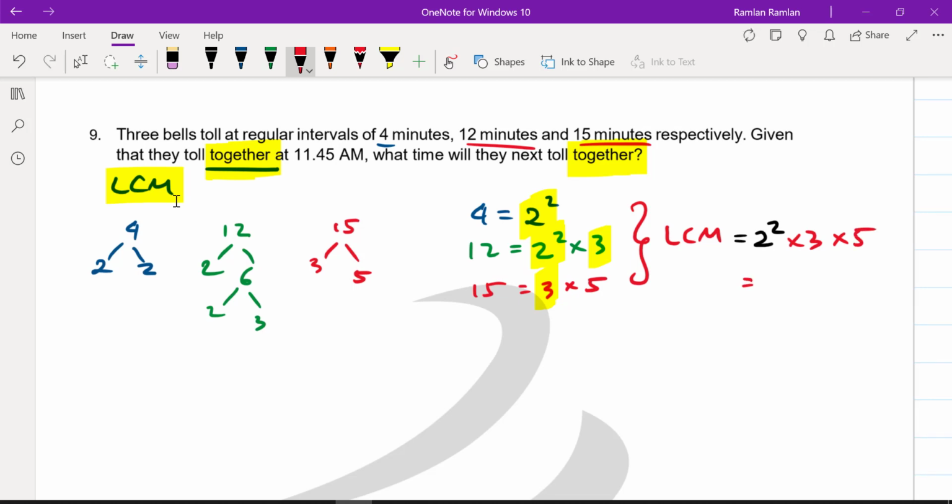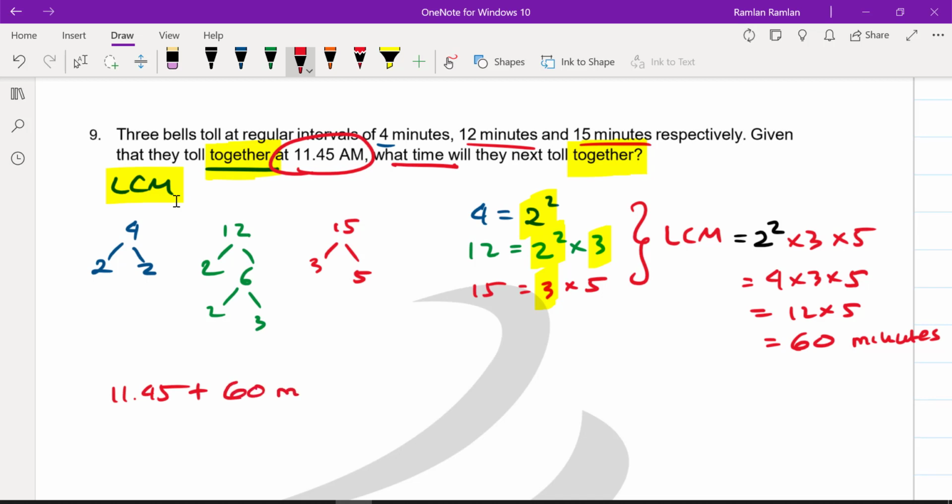Okay, so 2 to the power of 2 is 4, so 4 times 3 times 5. 4 times 3 is 12, 12 times 5 equals 60. So which means that they will toll together again after 60 minutes. Now, this is not the final answer because the question is what time, after 11:45. So it means that it will be 11:45 plus 60 minutes. 60 minutes is the same thing as 1 hour. So that'll be 12:45, but remember this was AM, now it's going to be PM.